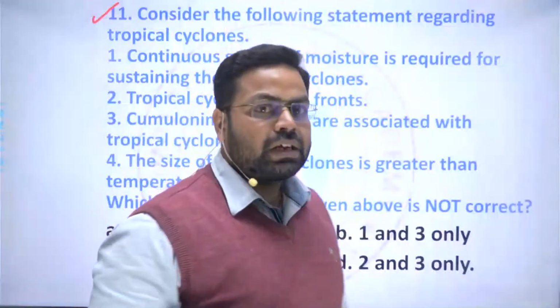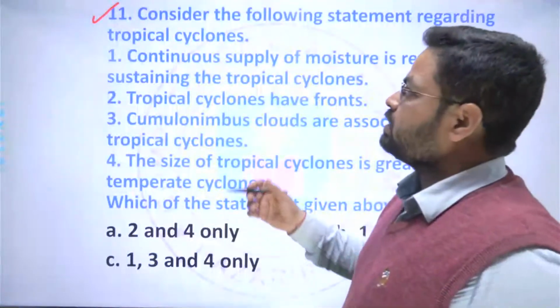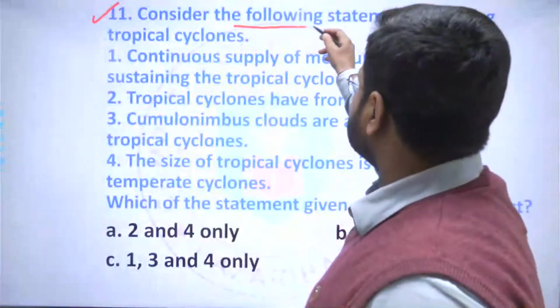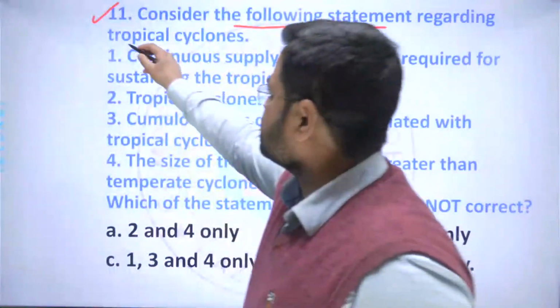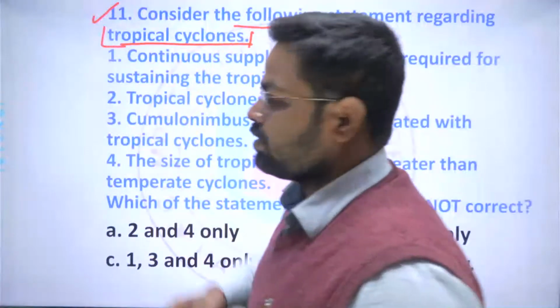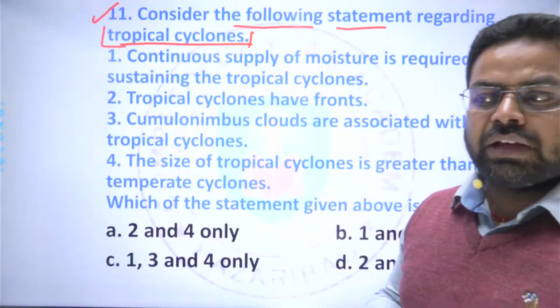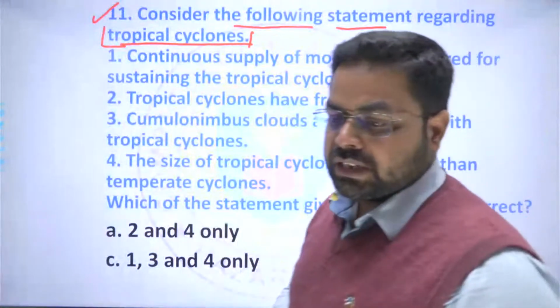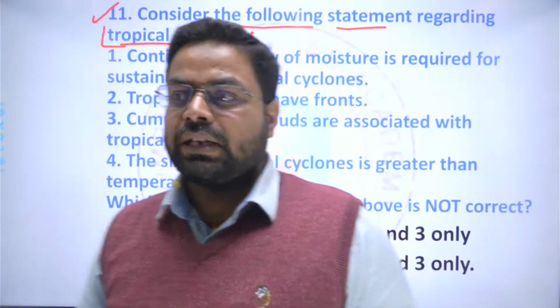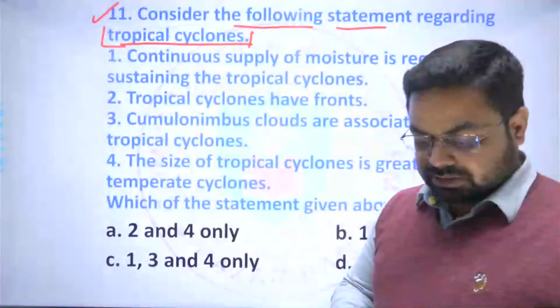This is an argumentative question, and here you can go through the question. It says, consider the following statements regarding the tropical cyclones. So the keyword is tropical cyclones. It is a simple physical geography question, and if you have the conceptual clarity, then you can easily answer the question. So go through the question and the statements first.